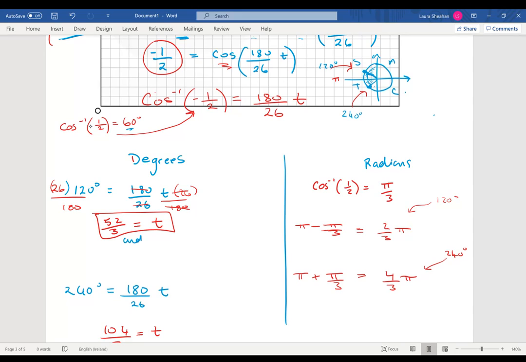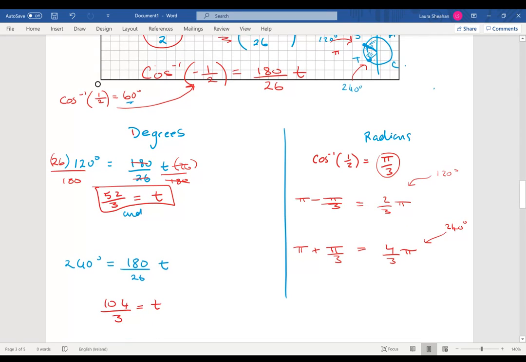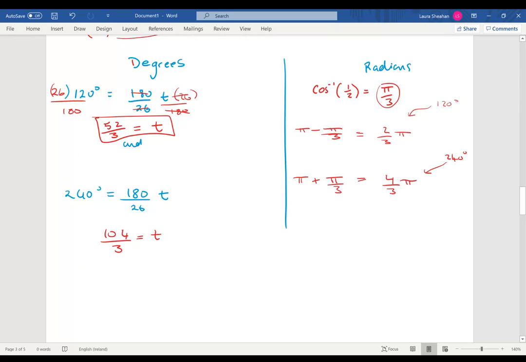And I'm basing all of this on the exact same thing. I know it's in the second or the third quadrant. I know my reference angle is pi over 3. I know the 180 line here is always pi. So for it to be in the second quadrant, it would have to be pi minus the pi over 3. And for it to be in the third quadrant, it would have to be pi plus pi over 3. And then I would do the exact same as what I have here.